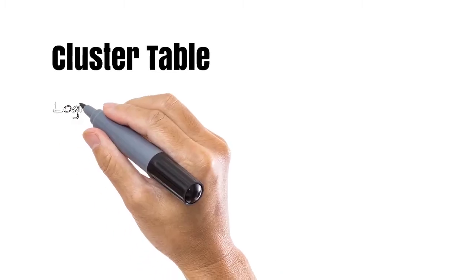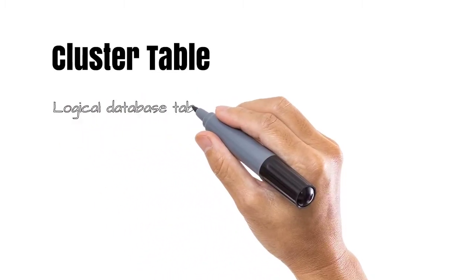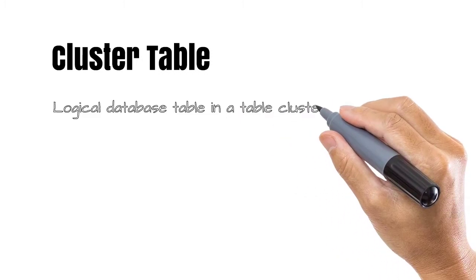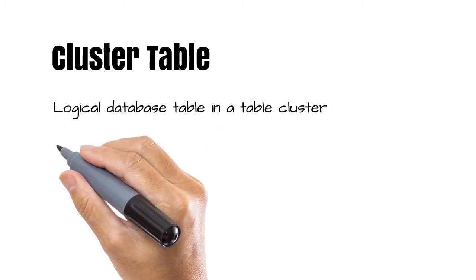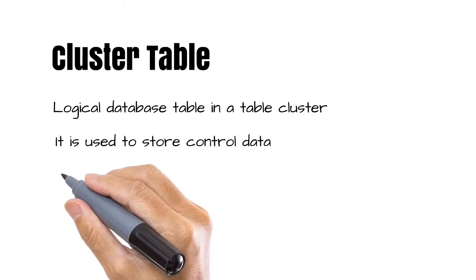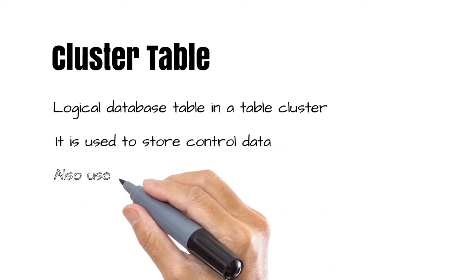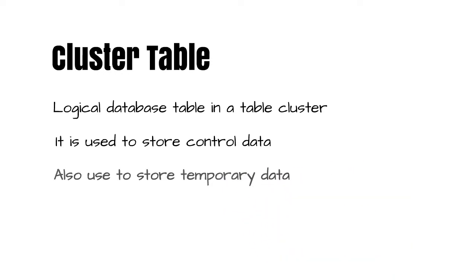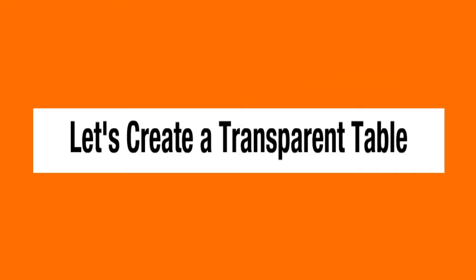The third one is called a cluster table. Cluster tables are logical tables that must be assigned to a table cluster when they are defined. Cluster tables can be used to store control data. They can also be used to store temporary data or text, such as documentation. Now for today's lesson, we will create a transparent table. Let's get started.